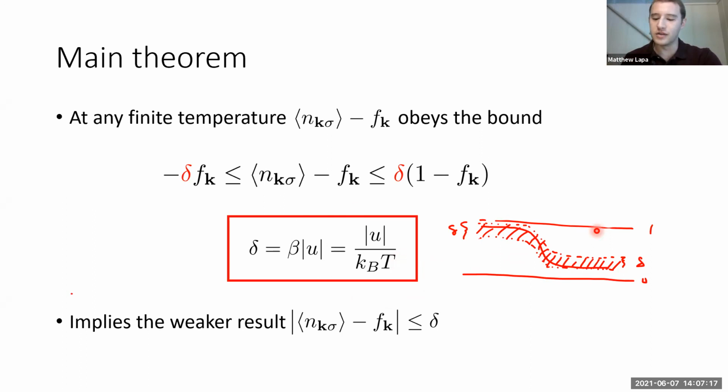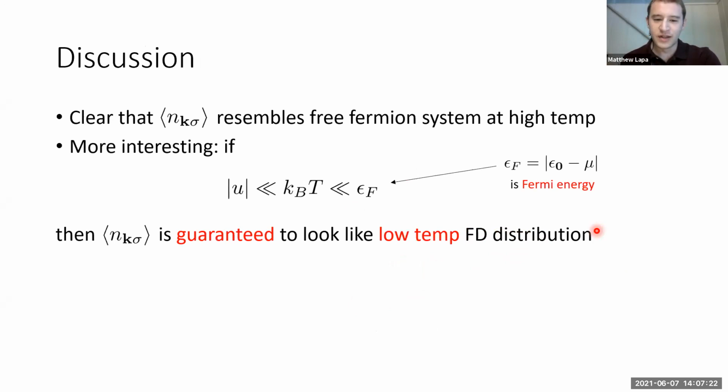So this, the finite temperature kind of buys you here, because in a minute I'll show you a zero temperature result that is not nearly as strong. And somehow it's because you don't have this temperature to smooth things out. So that's the main result. Let's see.